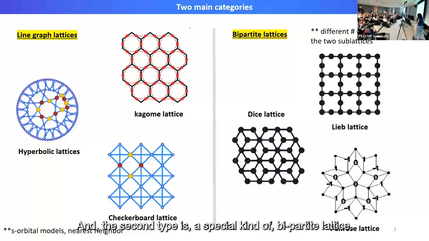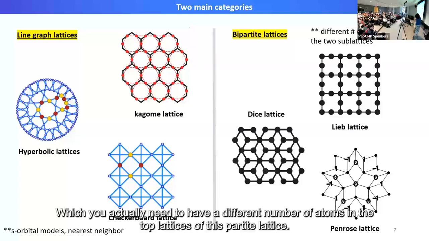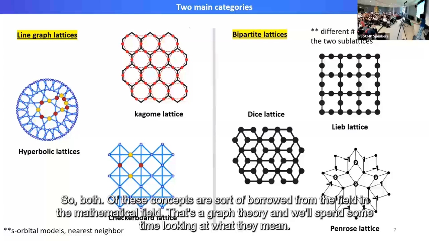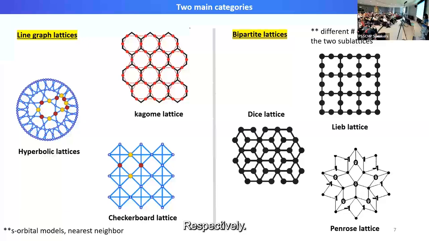And the second type is a special kind of bipartite lattice, where you need to have a different number of atoms in the two sublattices of this bipartite lattice. And the Lieb lattice, Dice lattice, and Penrose lattice we have just seen all fall into the second category. Both of these concepts are borrowed from the mathematical field of graph theory, and we'll spend some time looking at what they mean respectively.